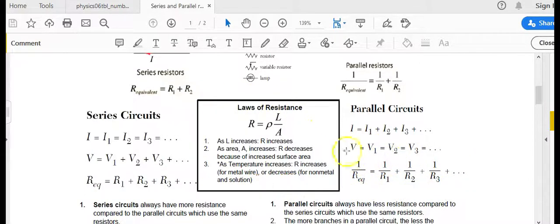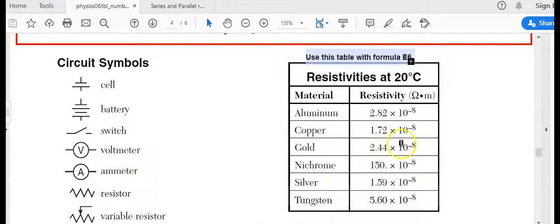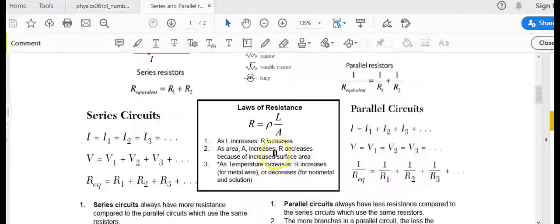Now I put a little box in the middle about the laws of resistance. This has to do with the material that a wire is made from. So resistance is equal to rho L over A, where rho is the resistivity, which is a piece of information found on the reference table in this spot right here in the lower right hand corner of the electricity page. L is the length of the wire and A is its cross-sectional area. As L increases, R increases. As the area increases, the R decreases because they are inverse to each other. And this is the most important fact that you're going to be tested on. As the temperature increases, the resistance increases for a metal wire.